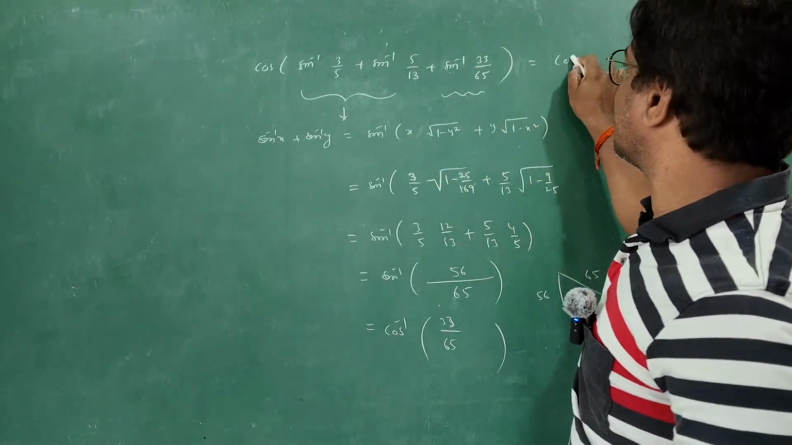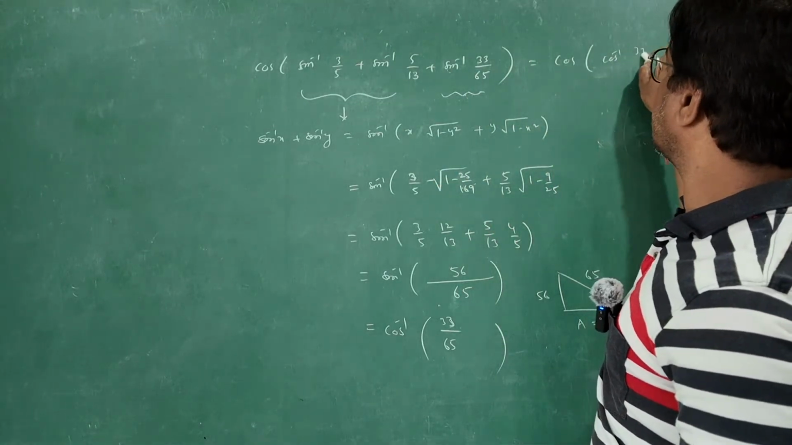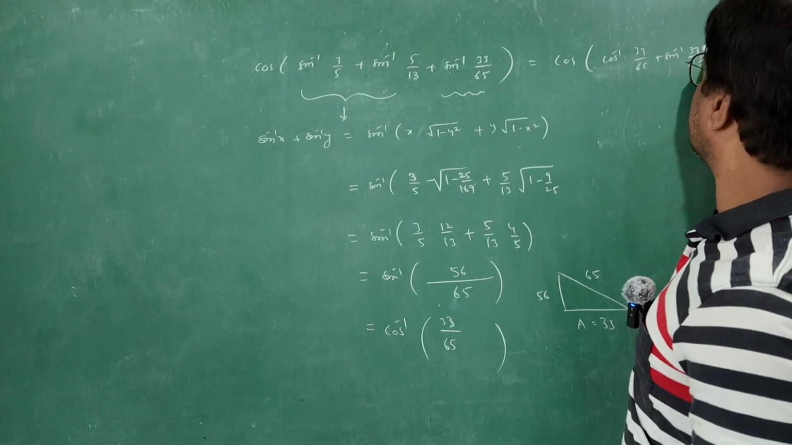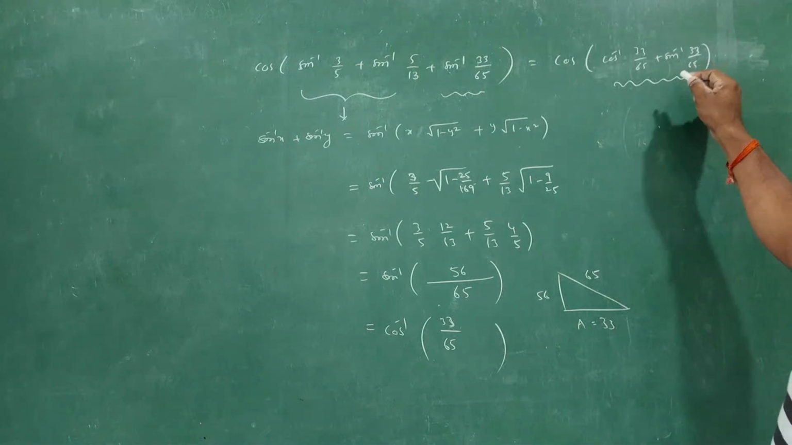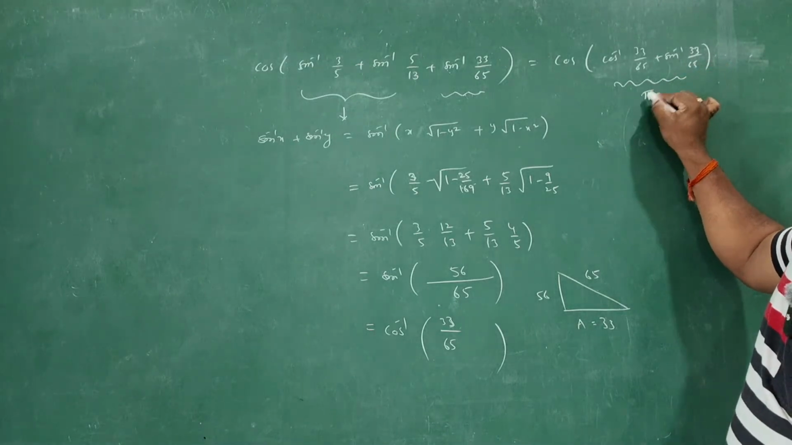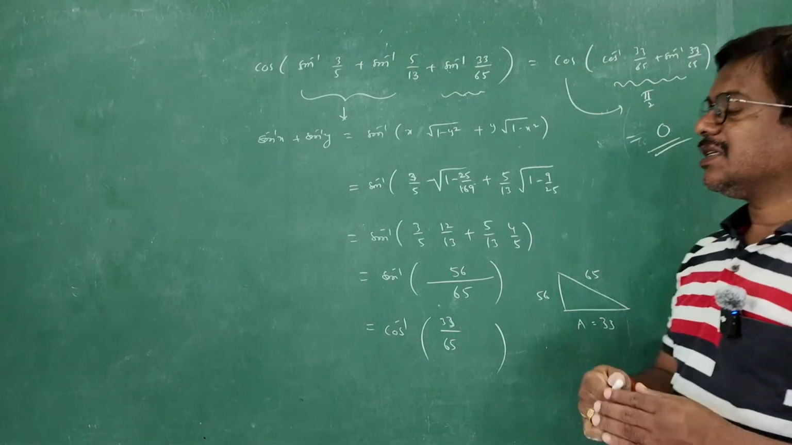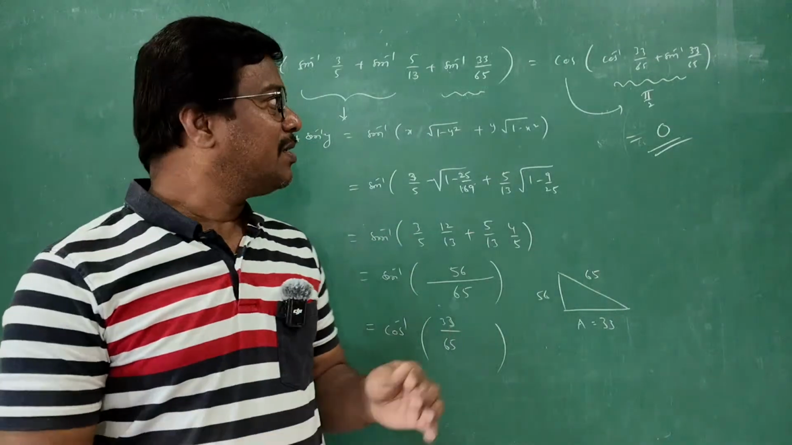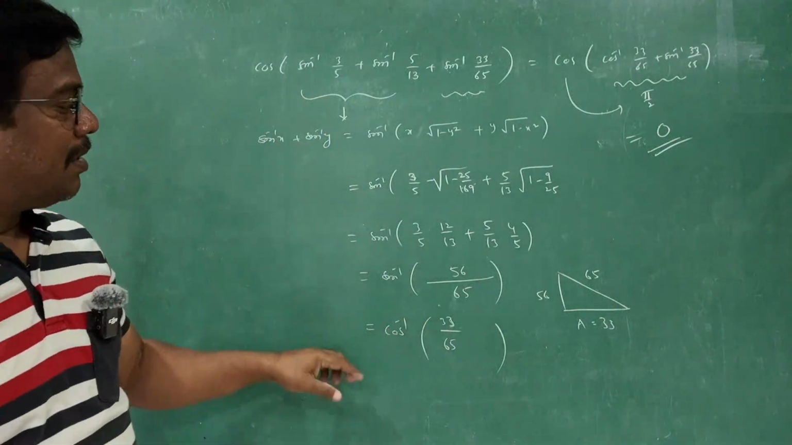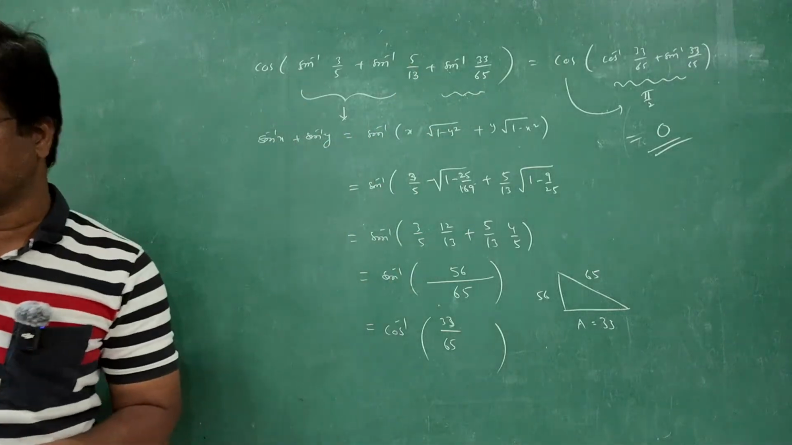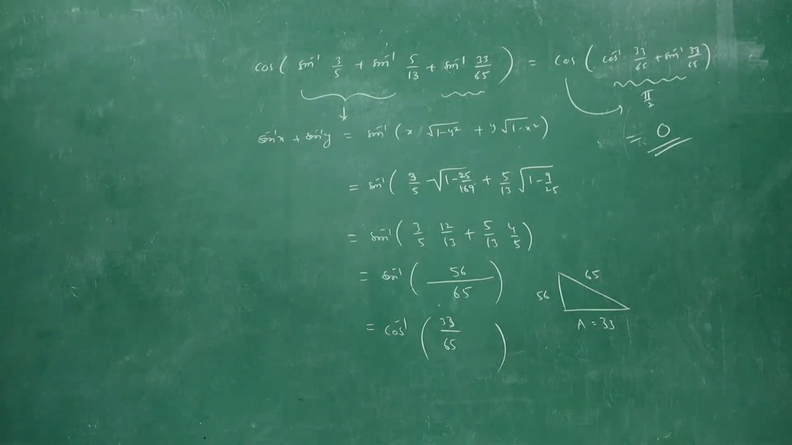So I can write this as cos inverse 33 by 65 plus sin inverse 33 by 65. Cos inverse theta plus sin inverse theta value is pi by 2. So finally cos 90 becomes 0. That is the answer. Or otherwise, you may apply the sum of these two in the next step, which also gives the same result. This is the simplest question from inverse trigonometry. Next question from quadratic equations.